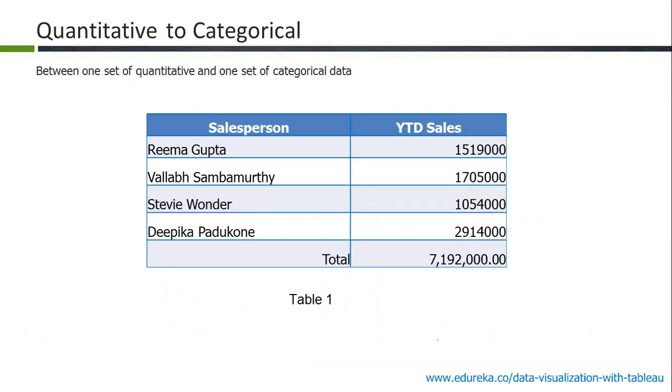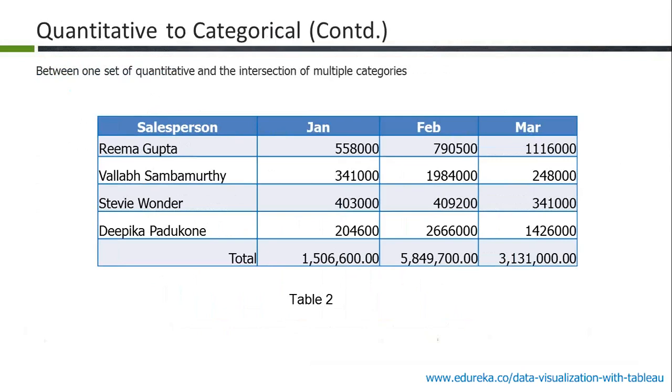There are two types of relationship, quantitative to categorical and quantitative to quantitative. So this is quantitative to categorical. I have the name of the salesperson versus the amount of money or sales they have done. Right. So this is quantitative to categorical.